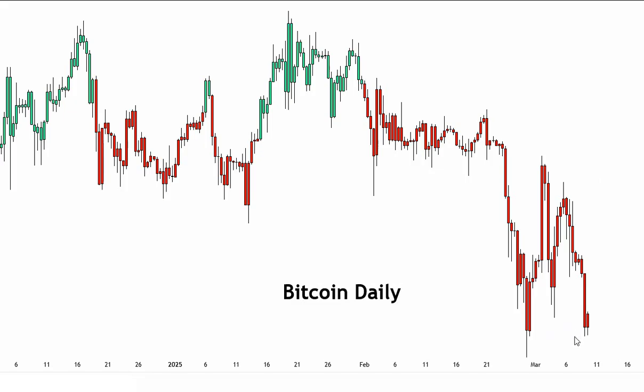Watch the video all the way through and you'll see that it's important to pay attention to this stuff. The support zone, horizontal support, is being tested right now. If that breaks, you've got the rising support, or 50-week moving average, which you'll see shortly.